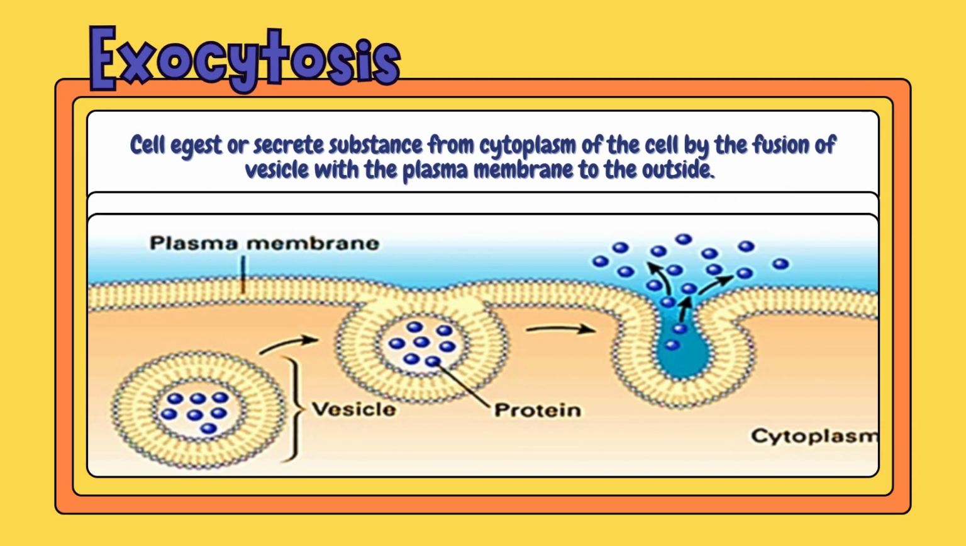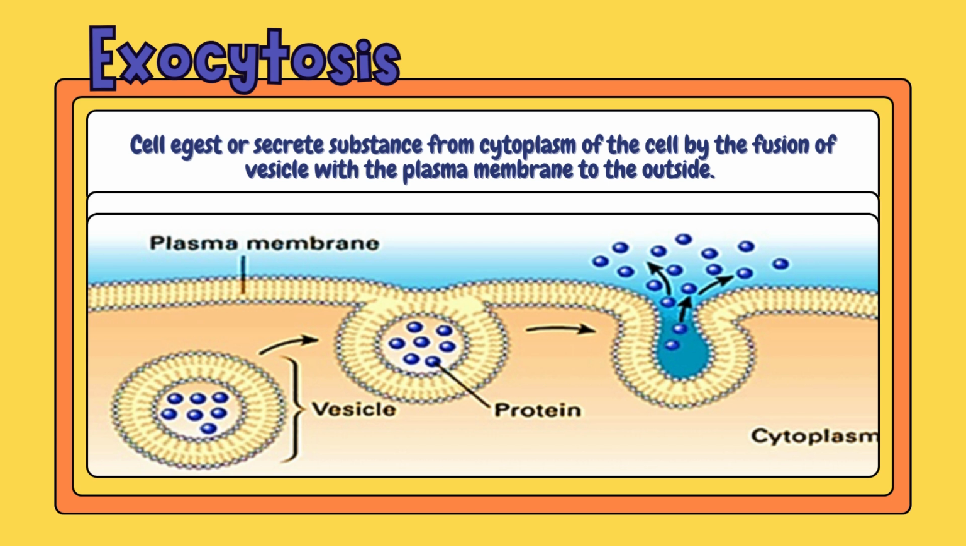While pinocytosis brings materials into the cell, cells also have an important process to move materials out of the cell. This process is known as exocytosis. Exocytosis is a process where a cell egests or secretes substances from the cytoplasm to the outside of the cell. This happens through the fusion of a vesicle with the plasma membrane, allowing the contents to be released into the external environment. For example, during digestion, pancreatic cells secrete the hormone insulin into the bloodstream using exocytosis.